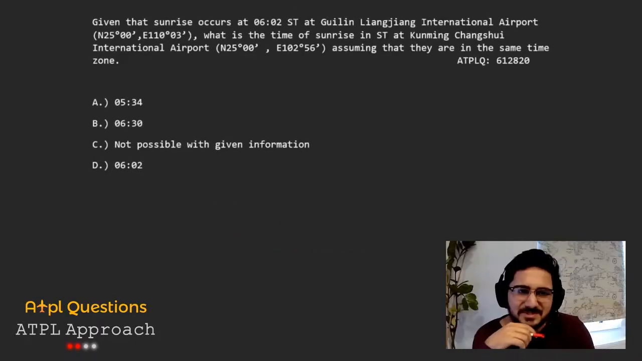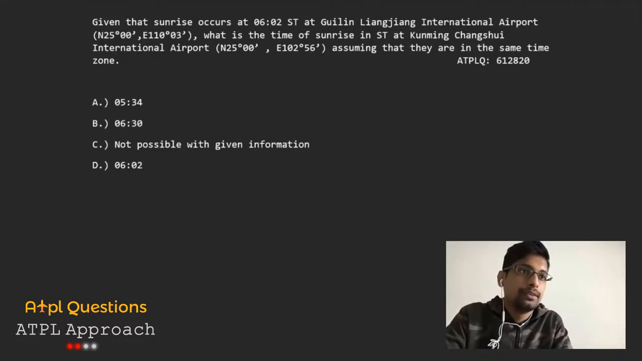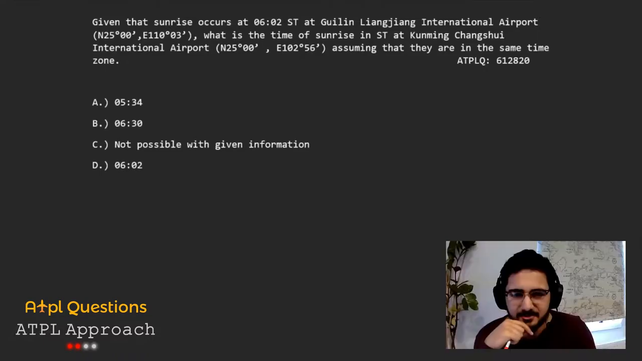All right, cool. So we've got a time-related question. It says, given that sunrise occurs at 6:02 standard time at some Chinese airport with those coordinates, what is the time of sunrise in standard time at another Chinese airport, assuming that they are in the same time zone? Okay, so how do you think we do this?